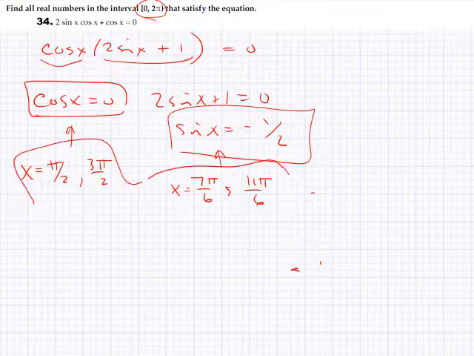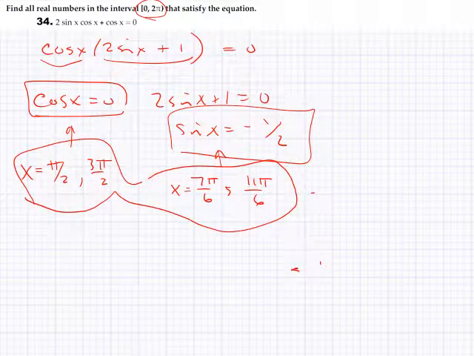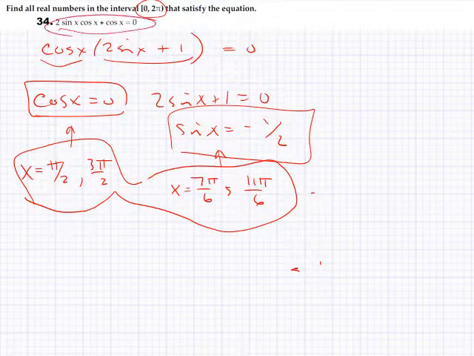So those four angles are angles that would satisfy this equation here between 0 and 2 pi.